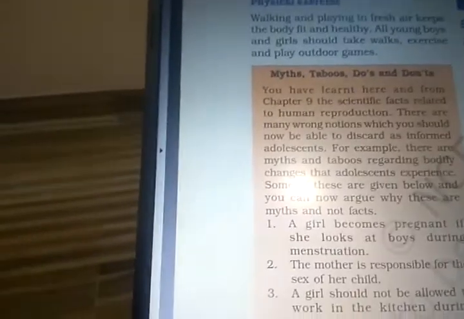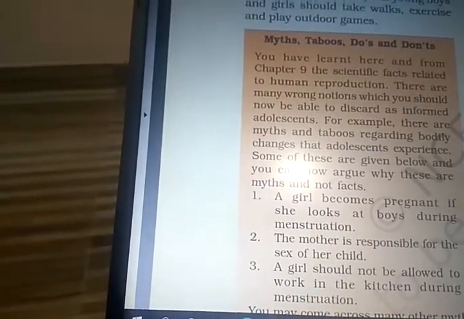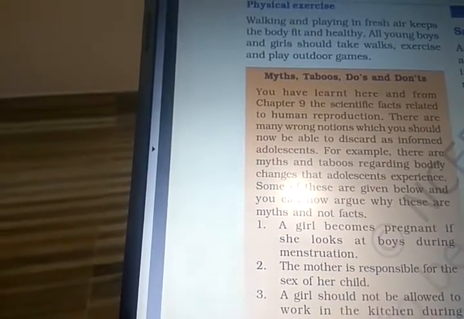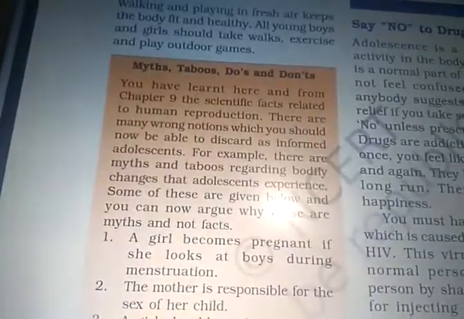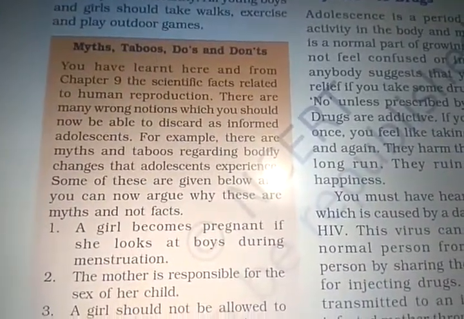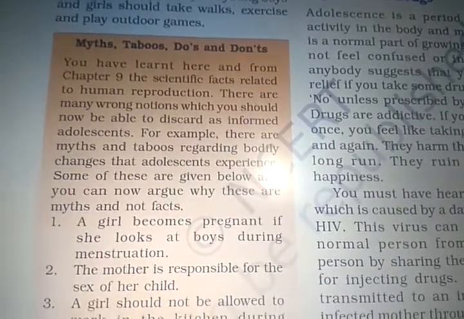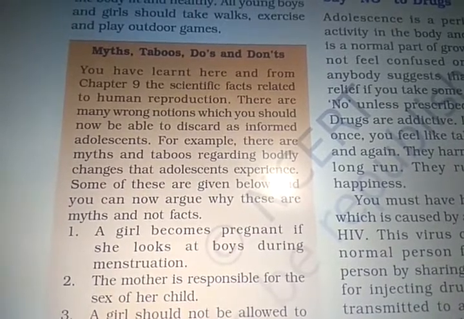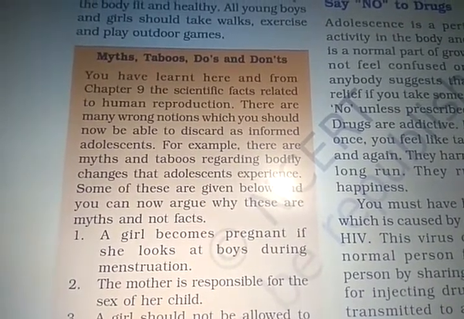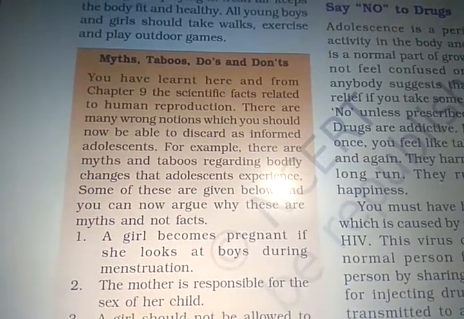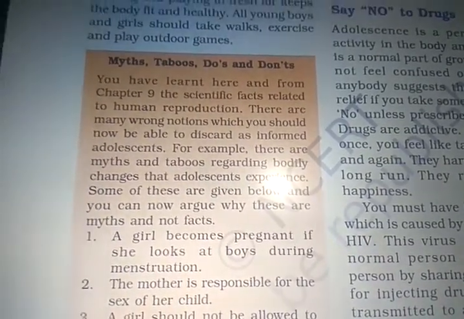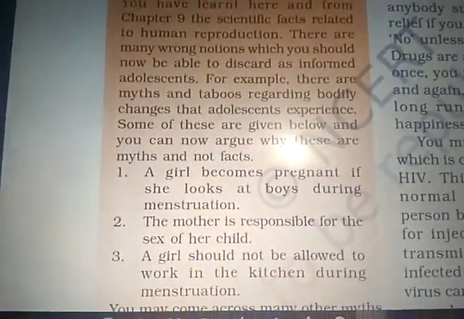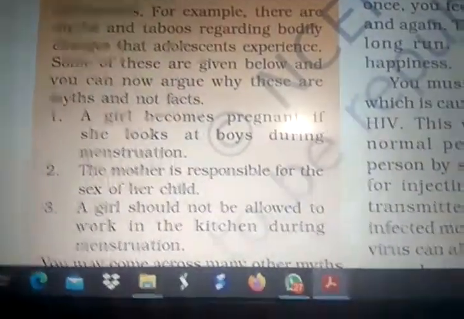Now these myths and taboos, do's and don'ts, right? So you have learned here, from chapter number 9, the scientific facts related to human reproduction. There are many wrong notions which you should now discard as informed adolescents. For example, there are myths and taboos regarding bodily changes that adolescents experience. Some of these are given below, and you can now argue why these are myths and not facts.